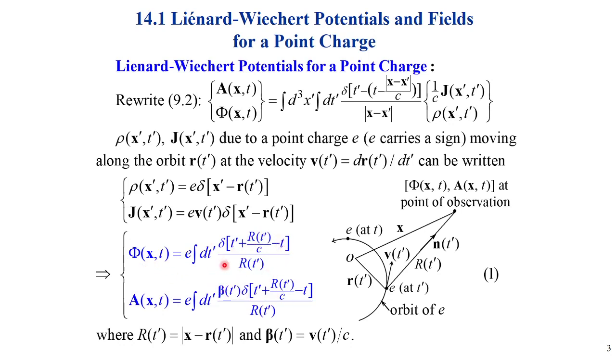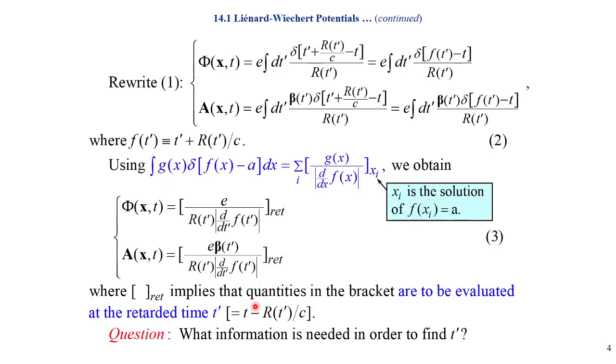How about this one? Okay. So the scalar potential looks simple. What happened to this one? Can we simplify this equation? Yes, we can do that. Just rewrite these equations again. We can rewrite this part into e dt prime, and we express a function f of t prime as t prime plus r of t prime over c. So it can be rewritten into this form.